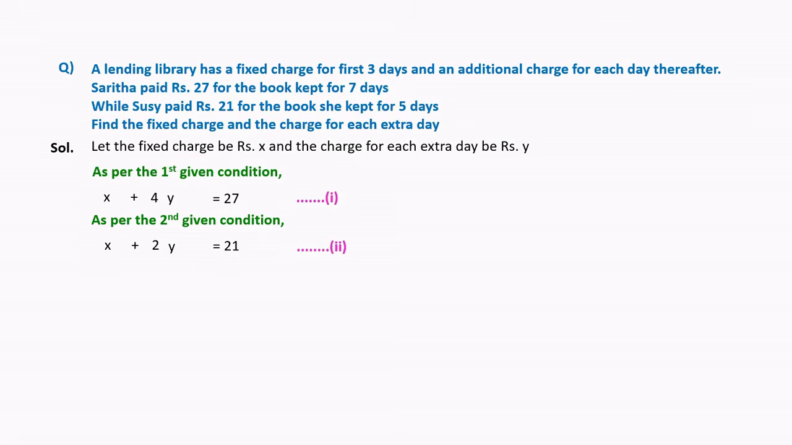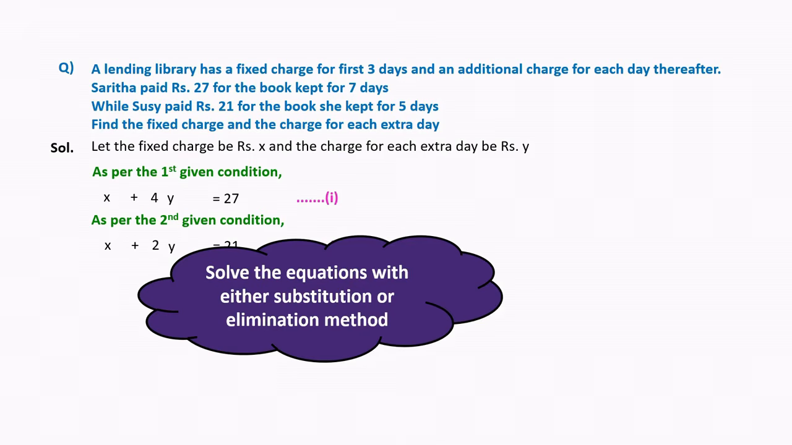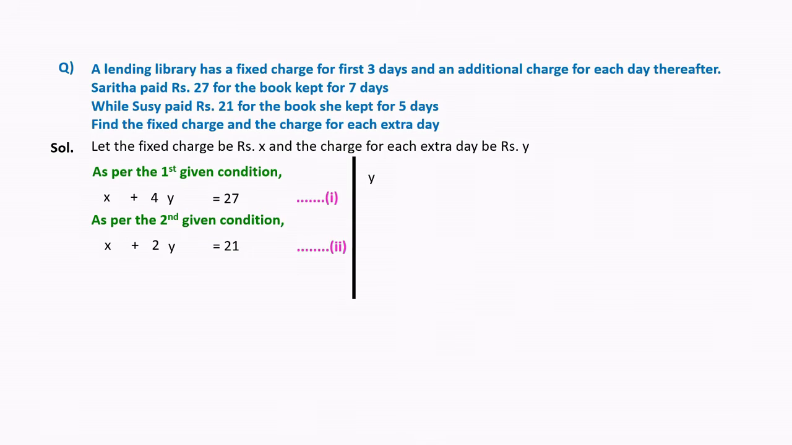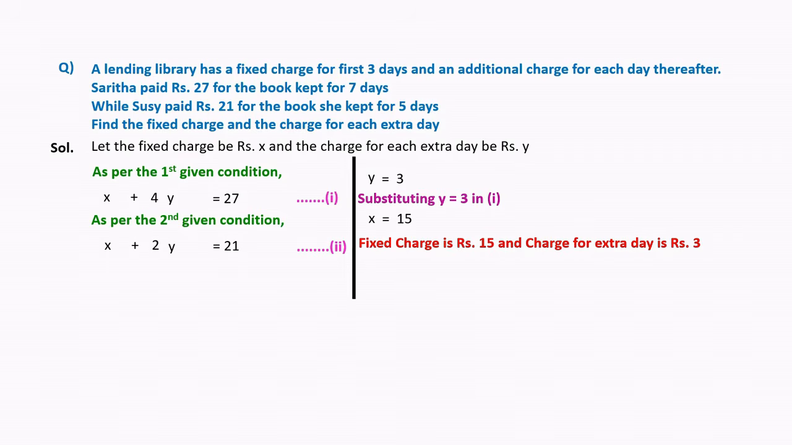This is equation 2. Now, solving the equations. Subtract equation 2 from equation 1. We get 2y equals 6. So y equals 3. Substituting y equals 3 in equation 1, x equals 15. Therefore, the fixed charge is rupees 15 and the charge for each extra day is rupees 3.